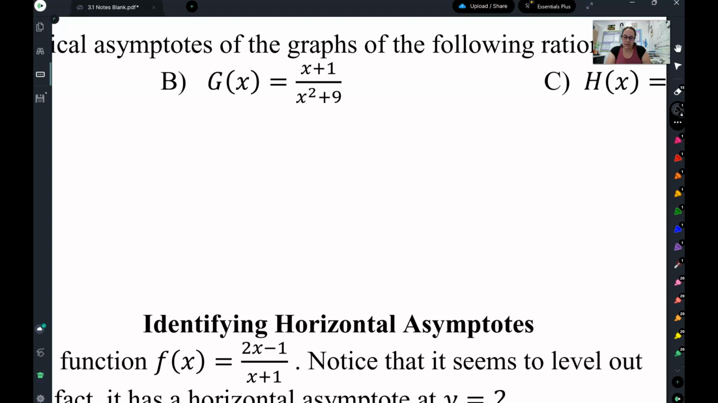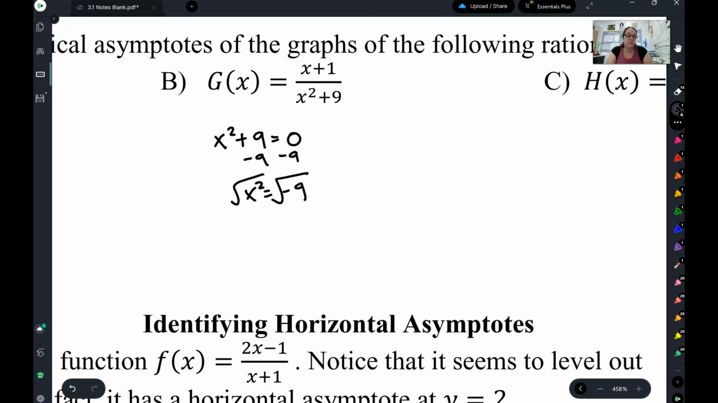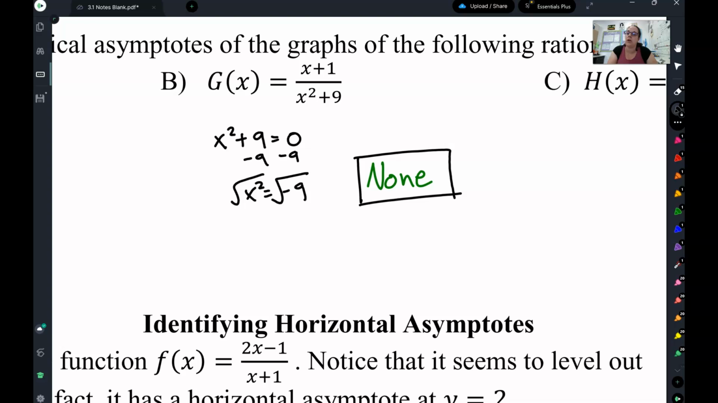So that means I take my denominator, set it equal to 0, and I very quickly notice, just very similar to when we did the domain, I have square root of a negative. Can't square root a negative, that's imaginary, and we don't have imaginary numbers this chapter. So in this case, there will be no vertical asymptotes, because there's no way we can set the denominator equal to 0.